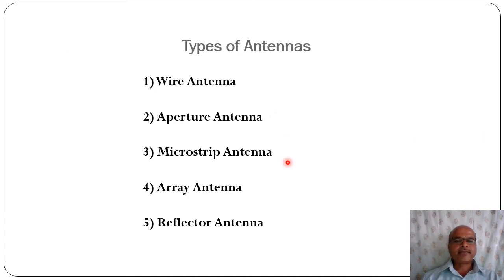There are different types of antennas: wire antennas, aperture antennas, microstrip antennas, array antennas, and reflector antennas, that is, the parabolic reflector antenna. One by one we will take some details of these antennas.